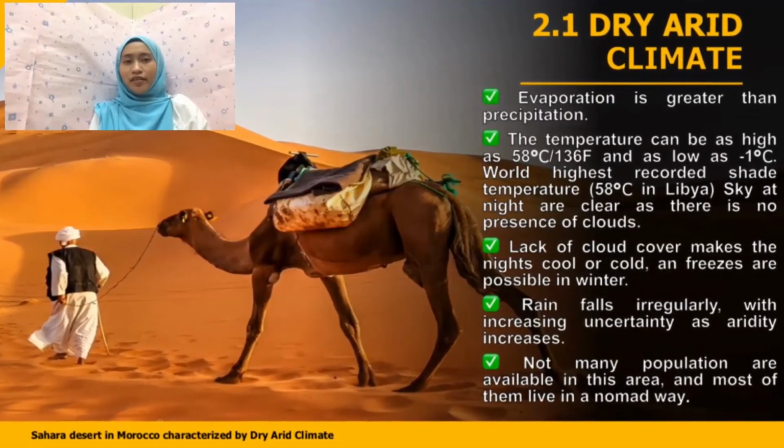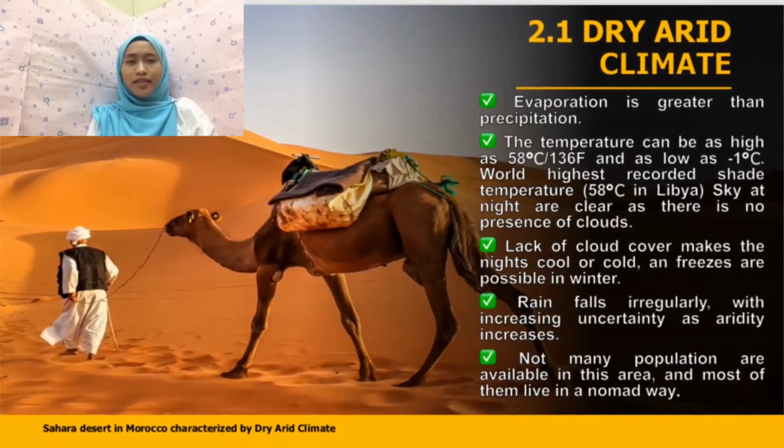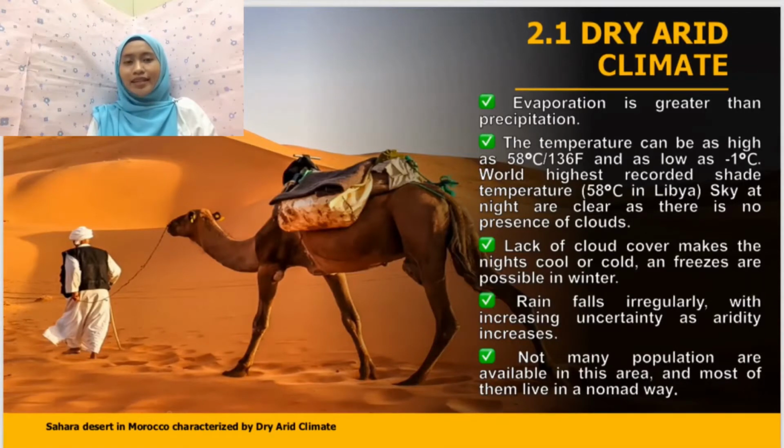First is dry arid climate, whereby the evaporation is greater than precipitation. It is also called the desert climate. The typically bald, rocky, or sandy surfaces in the desert climate hold little moisture and evaporate the little rainfall that they receive. The temperature can be as high as 58 Celsius or 136 Fahrenheit and as low as -1 Celsius. The world's highest recorded shade temperature, 58 Celsius, is in Libya.